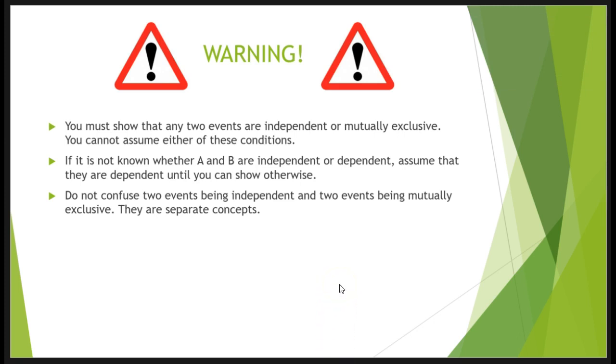Some additional notes. You must show that any two events are independent or mutually exclusive through evidence. So you can't assume these conditions. You have to actually demonstrate it. If it's not known whether A and B are independent or dependent, then what you're going to do is assume that they're dependent until you can prove otherwise.